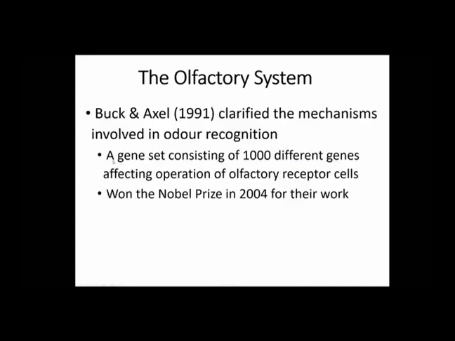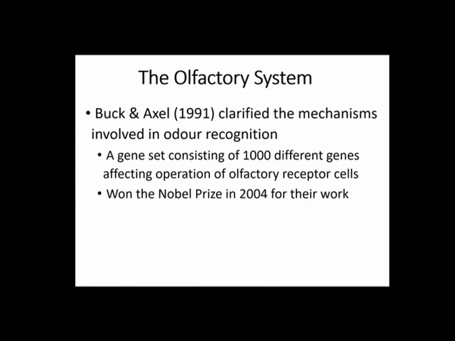So our understanding of smell is actually fairly recent. Back in the 90s, that's when there was the first publication clarifying how we are recognizing smells. So we have gene sets consisting of 1,000 different genes affecting all of our olfactory receptor cells. A gene set is basically like a whole string along one of our chromosomes, a whole set of genes back to back to back that are all involved in our sense of smell.